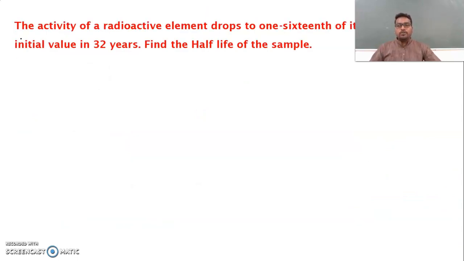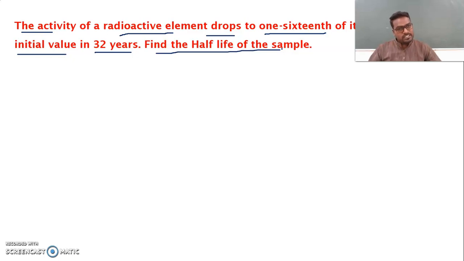The activity of a radioactive element drops to 1/16th of its initial value in 32 years. Find the half-life of the sample. So dear student, this problem is very simple. We have a sample, and this sample undergoes disintegration up to 32 years.